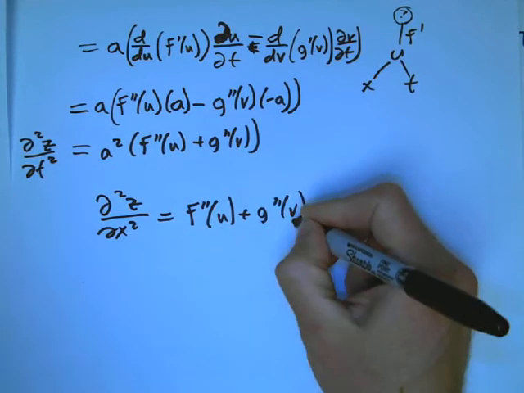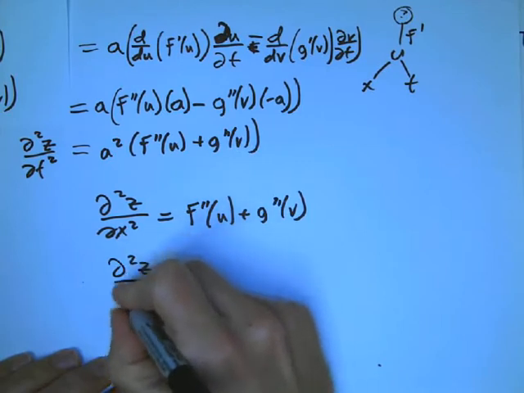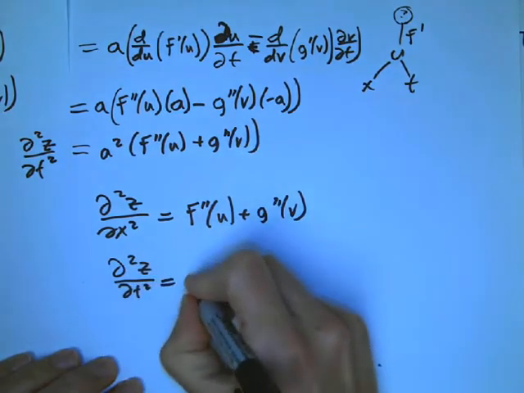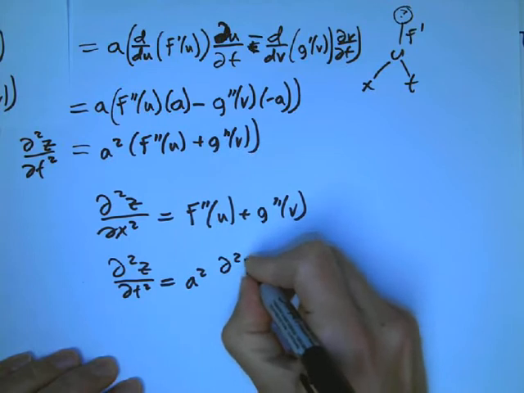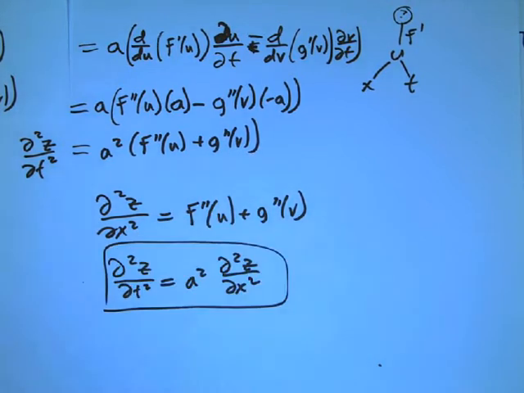And so we're going to get partial squared z, partial x squared is exactly just f double prime of u plus g double prime of v. And so, comparing them, we see that this is a squared times that. And I'll stop there, and we'll do another video in a sec.